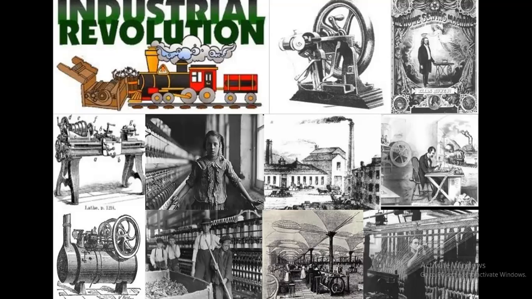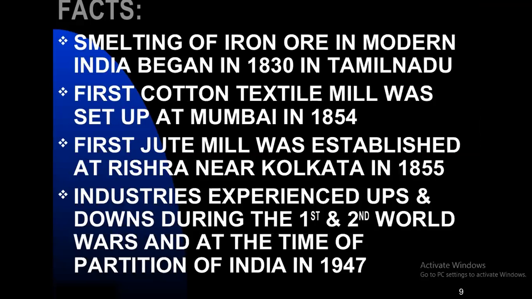Next is the industrial revolution. You can see in the picture how, from small machines, we have created big machines, and with the help of that, our development is happening properly. Smelting of iron ore in modern India began in 1830 in Tamil Nadu. The first cotton textile mill was set up at Mumbai in 1854. The first jute mill was established at Rishra near Kolkata in 1855. And industries experienced ups and downs during the First and Second World War and at the time of partition of India in 1947.